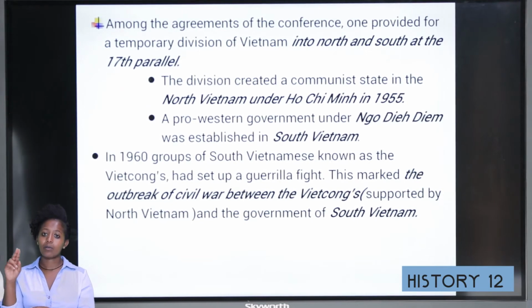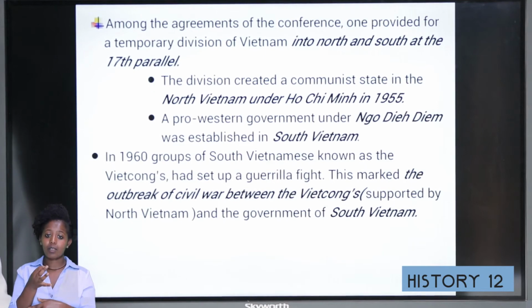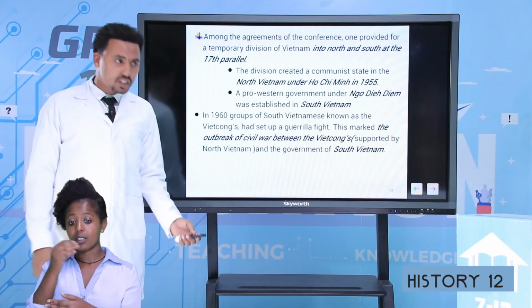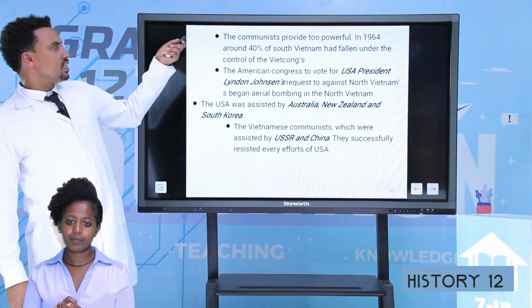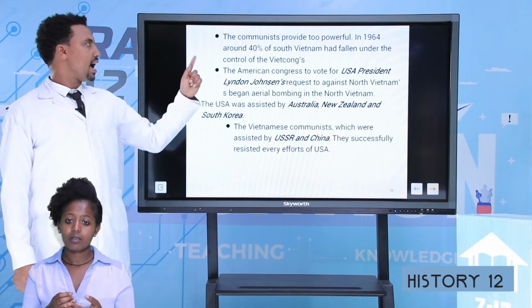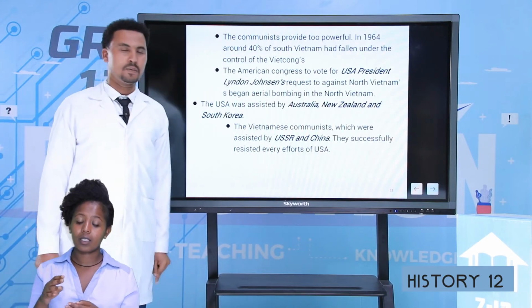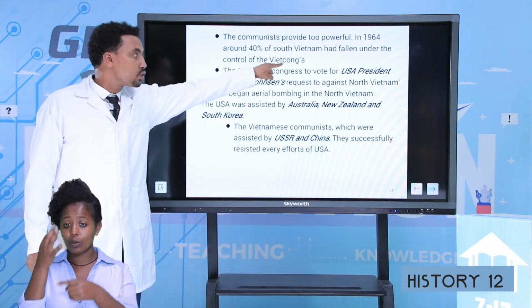The USA got involved on the side of South Vietnam. The USSR and China got involved on the side of North Vietnam. The communists gained power, and by 1964, 40% of South Vietnam had fallen under the control of the Viet Cong.